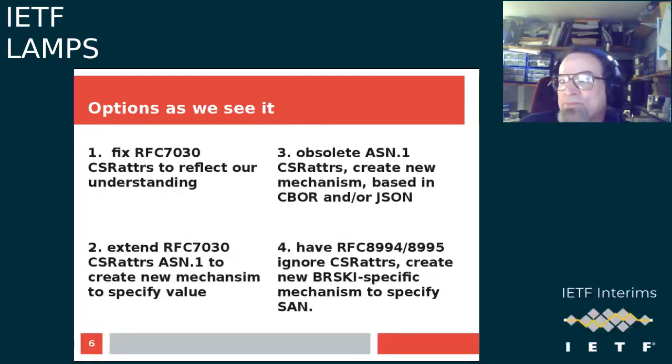So the options, as we see it, are: one, 7030 was intended to do what we want, and Dan says that's not the case. But that's one option. We could fix it to include something like what we want and continue on. We could extend it to do something else in some other way using ASN1. This could be a different call. It could be a different attribute, could be something else.